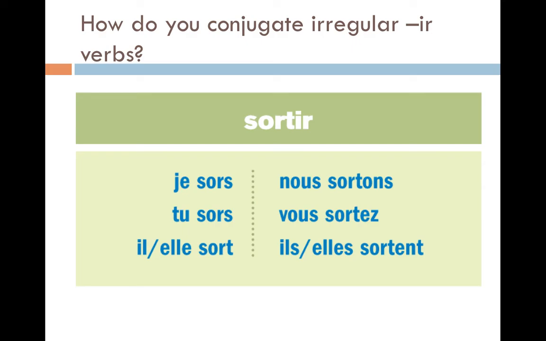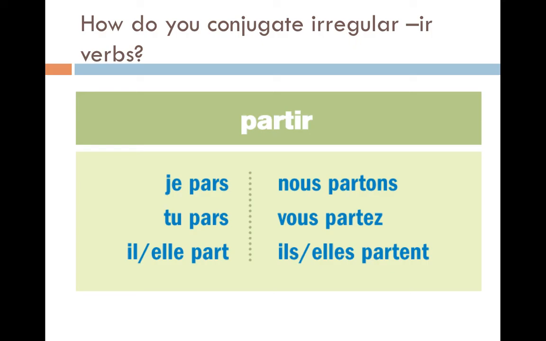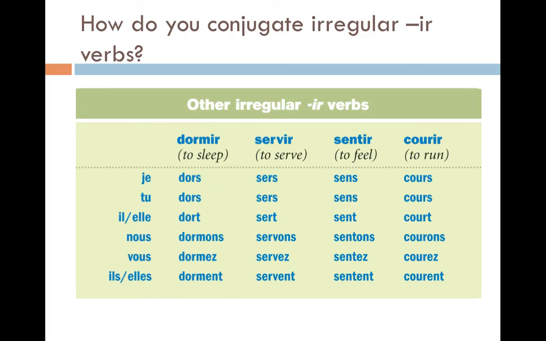Let's look at another example. Partir also follows the same pattern that we talked about. Je pars, tu pars, il, elle part, nous partons, vous partez, and ils, elles partent. And here you can see the four other verbs that we talked about, dormir, servir, sentir, and courir, also all follow the same pattern. These follow the same pattern because you see that they drop the IR, but also one more letter, getting rid of the last three letters.